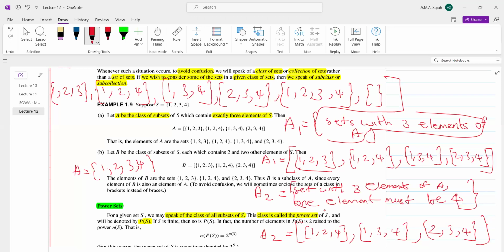Now, if you think about A1 and A2, A2 is a subset of A1, right? This is an explicit truth. So this is the theory of class of sets. Class of sets means we are given a set with some number of elements. Let's say we have a set A that contains x number of elements. So 2 to the power x number of subsets we can write for the set. Among the 2 to the power x subsets, if you define some sets, we can call those sets a class of sets or collection of sets, right?